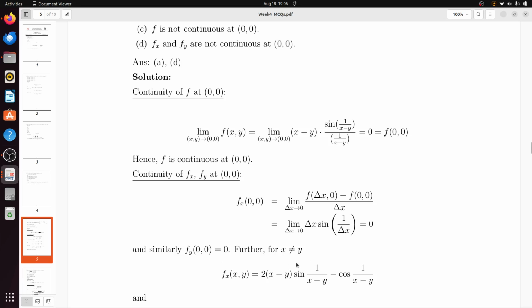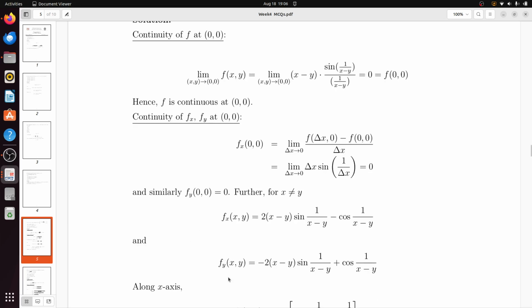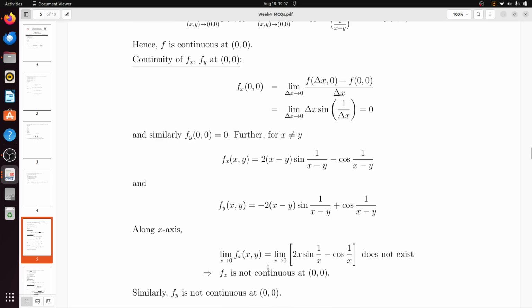Further, for x not equals to y, you just take the derivative. There is no problem while doing the derivative. So fx(x,y) equals 2 into (x minus y) into sine of 1 by (x minus y) minus cos of 1 by (x minus y), and fy(x,y) equals minus 2(x minus y) sine of 1 by (x minus y) plus cos of 1 by (x minus y).